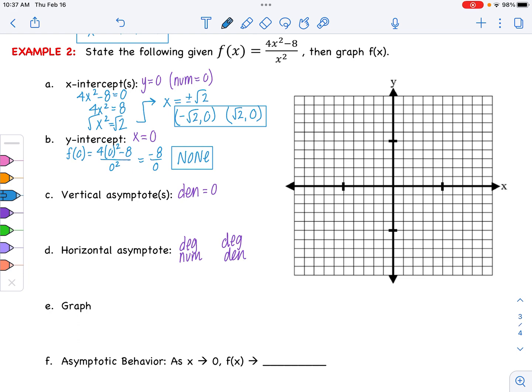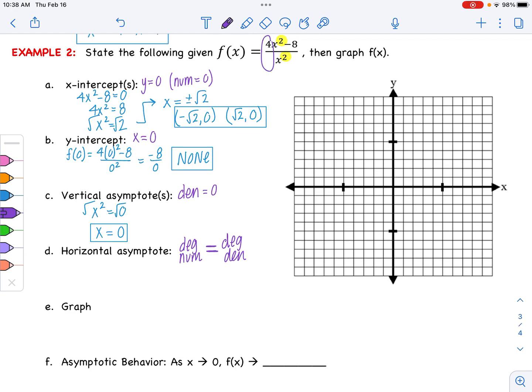Leads us to C, which is vertical asymptotes. Set the denominator equal to 0. Well, when you square root, yes, you put the plus minus, but realize plus or minus 0 is the same thing as just 0. And now I look at degrees. Well, the degree of the top and the bottom are both 2. So since they're 2, the degrees are equal. If they're equal, I take the ratio of the leading coefficients, just like we talked about on day 9. So that means it'd be y equals 4 over 1. Your horizontal is y equals 4.